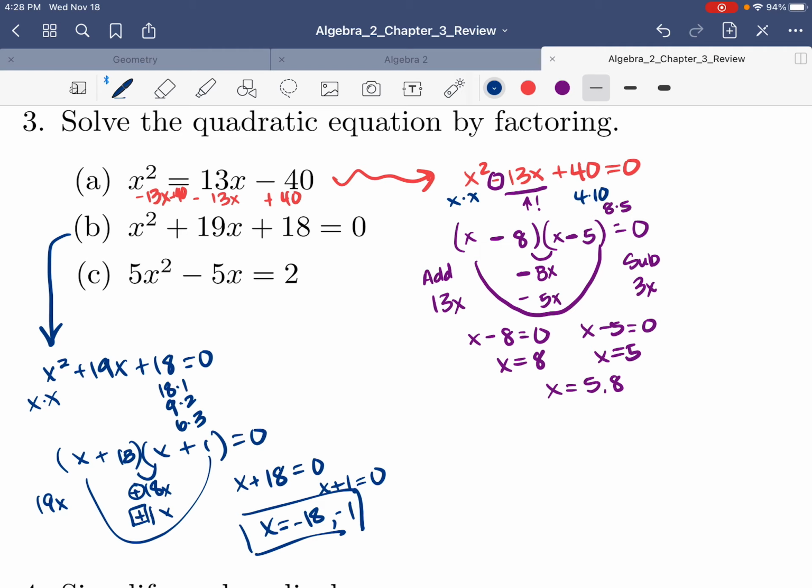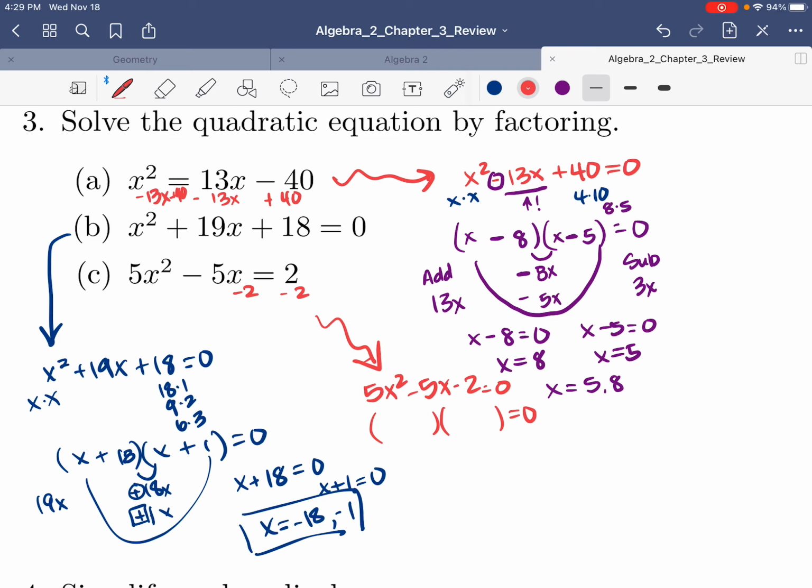Moving on to question C, you're going to want to set this thing equal to 0. So I subtract 2 from both sides of the equation. This gives me 5x squared minus 5x minus 2. Okay? All right. So we set equals 0. So we set up our two factors like that. And I'm realizing that this problem probably can't be factored.